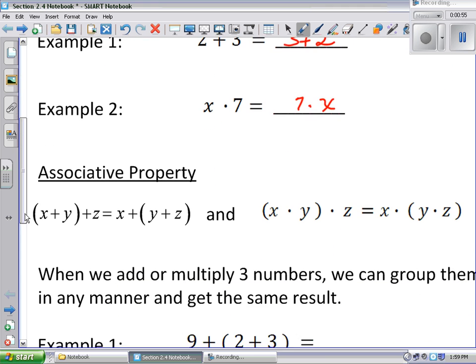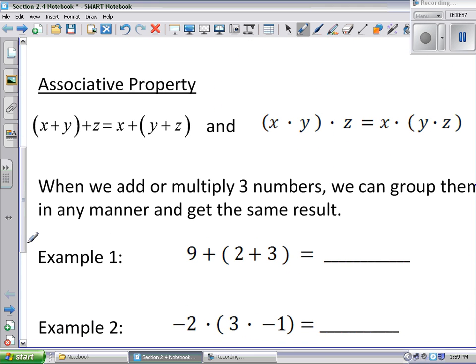The associative property. The associative property states that (x plus y) plus z is the same as x plus (y plus z). This is the one for addition. It also states that (x times y) times z is the same as x times (y times z).